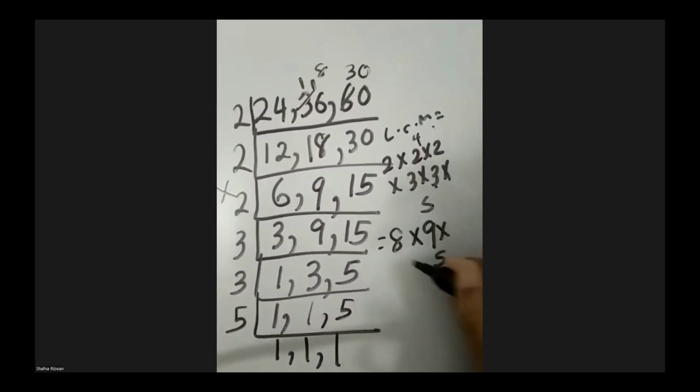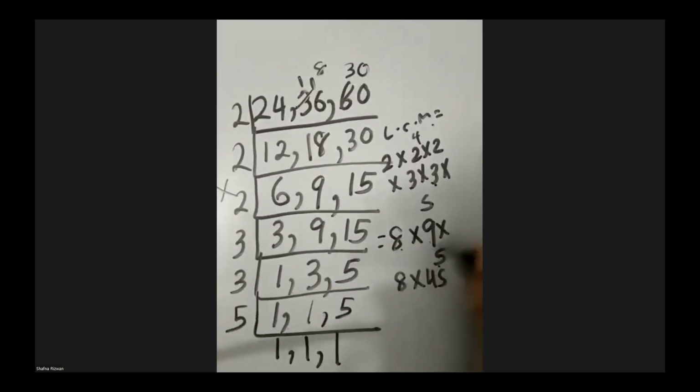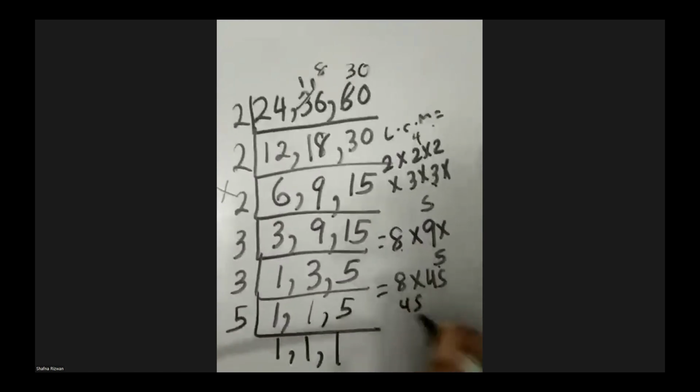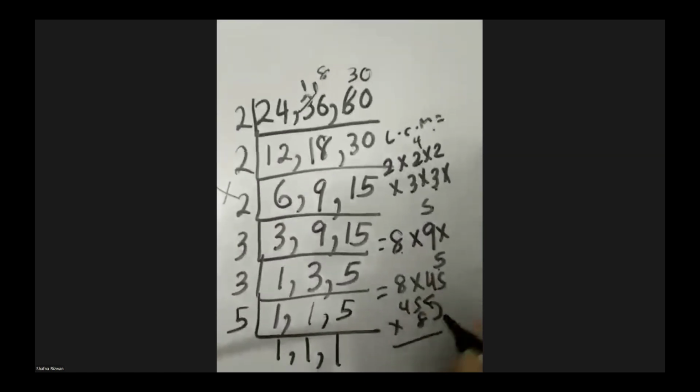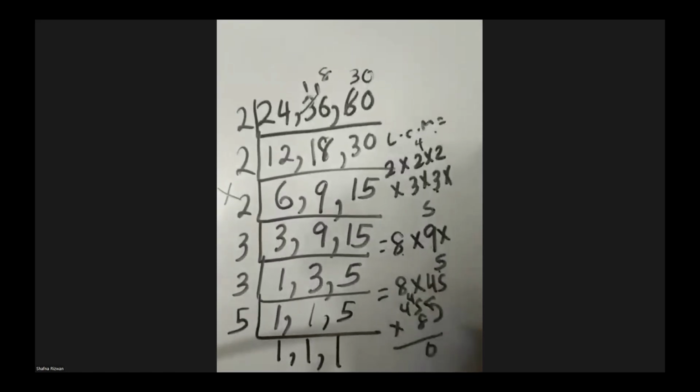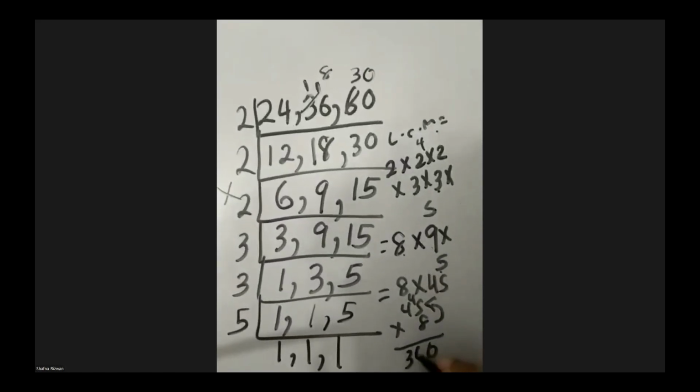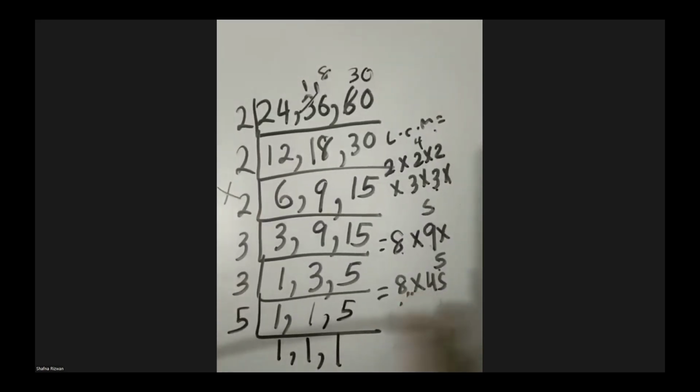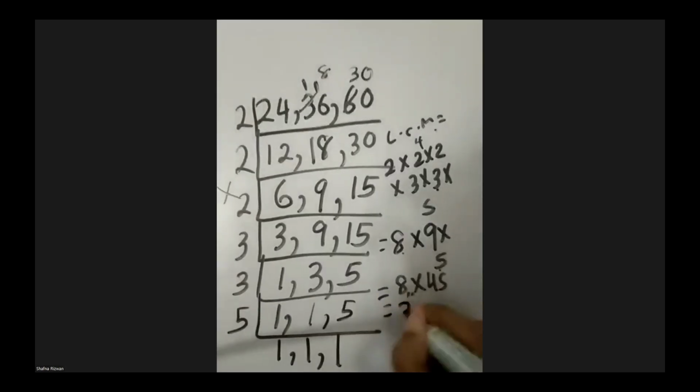Now say, 9 fives are how much? 9 fives are 45. So keep it like that. And here put 8. Now multiply 45 multiplied by 8 is how much? 8 fives are how much? 40. 8 fours are how much? 32. 32 plus 4 is how much? 36. So how much is the answer? 360. So your answer will become 360.